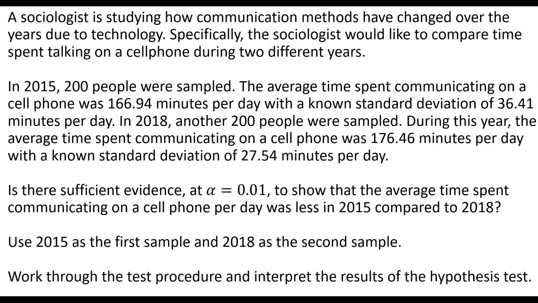Whew, it's a lot of information. So is there sufficient evidence at alpha equals 0.01 to show that the average time spent communicating on a cell phone per day was less in 2015 compared to 2018? Let's use 2015 as the first sample and 2018 as the second sample. So we are comparing two means here. Let's work through the test procedure and interpret the results of the hypothesis test.